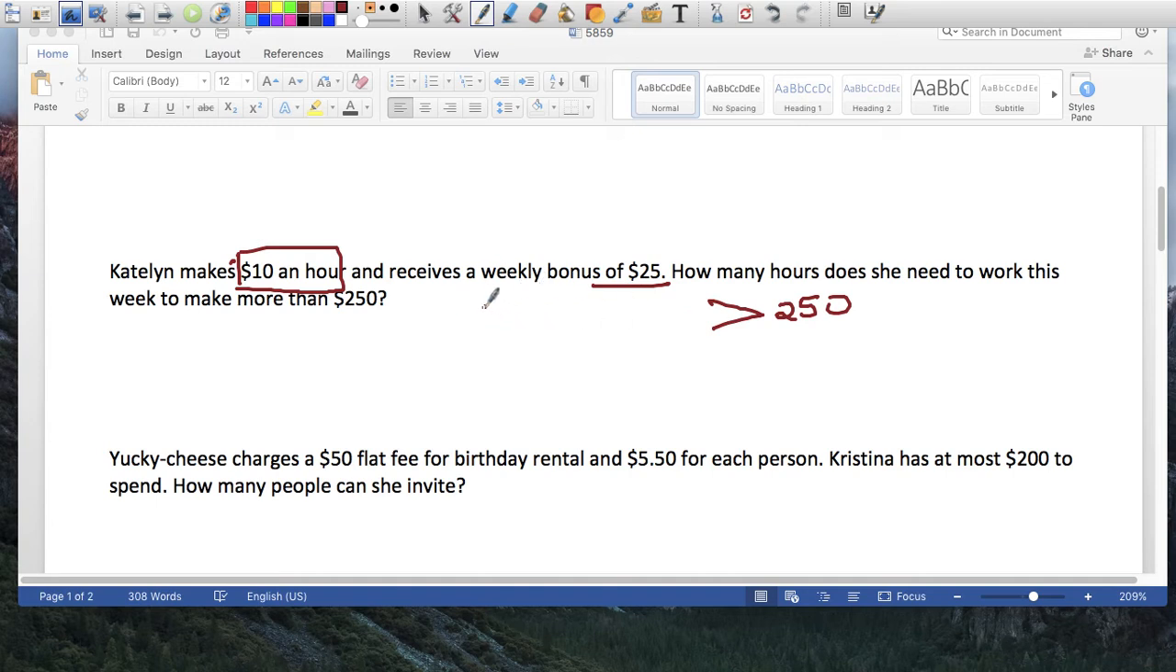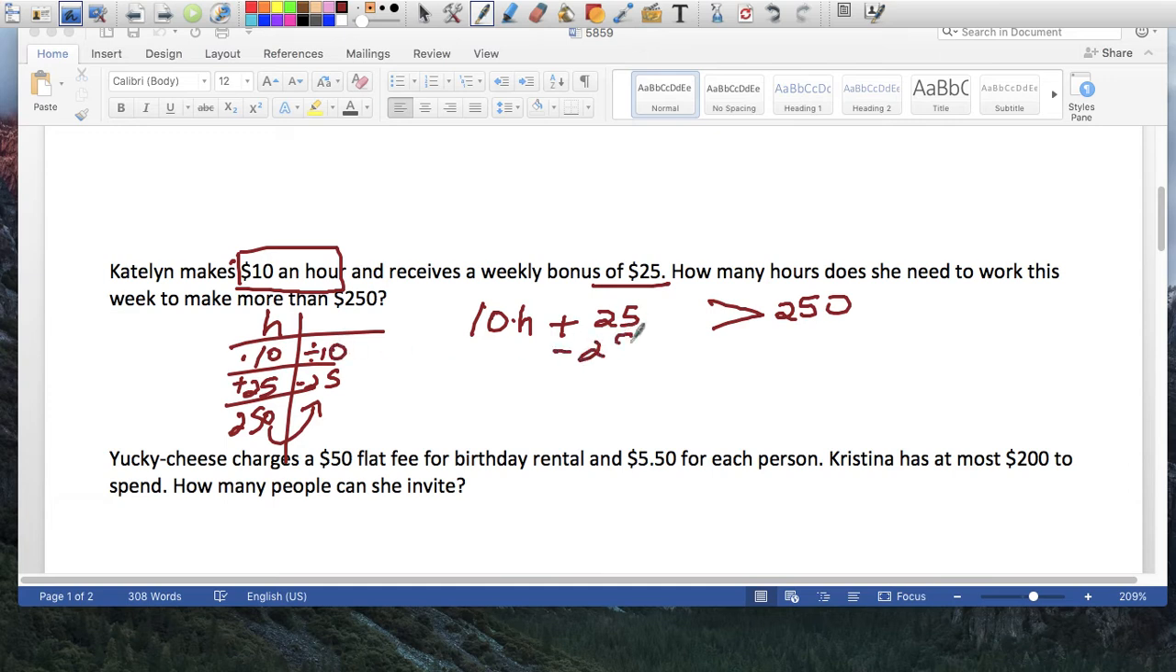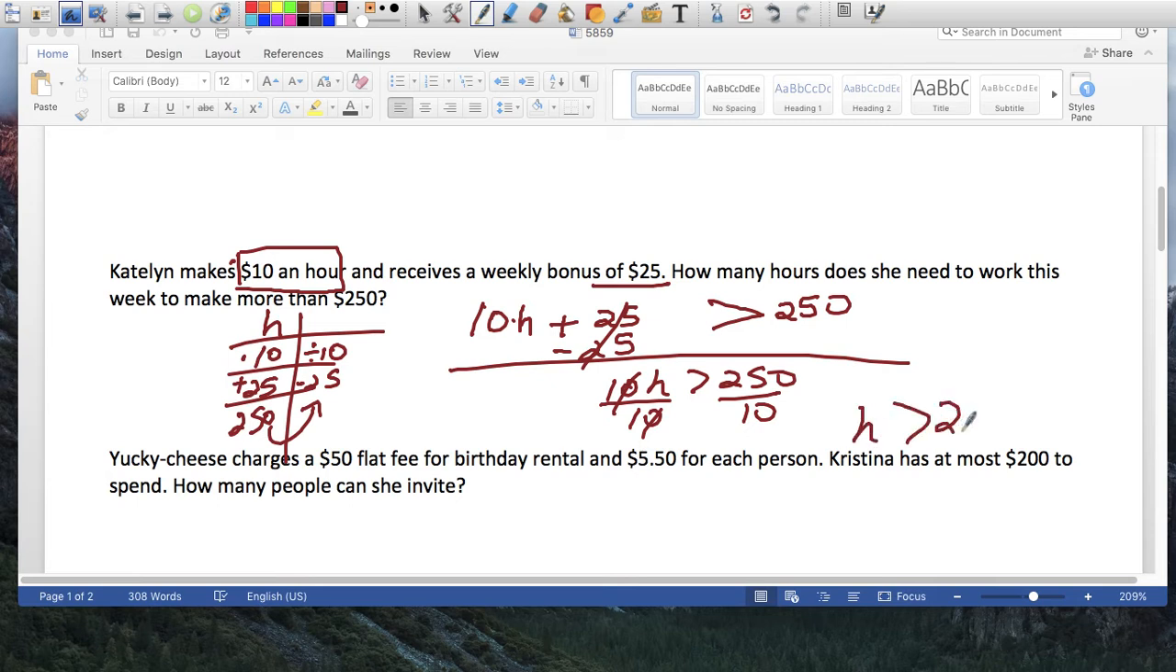So how much does she make an hour? She makes $10 per hour. And she gets an extra $25 a week. So let's find out how many hours she has to work. H times 10 plus 25, greater than 250. Going backwards is the inverse operation, so minus 25 and divide by 10. Minus 25, 10H greater than 250, and then divide by 10, H is greater than 25. So the number of hours that she has to work has to be greater than 25.